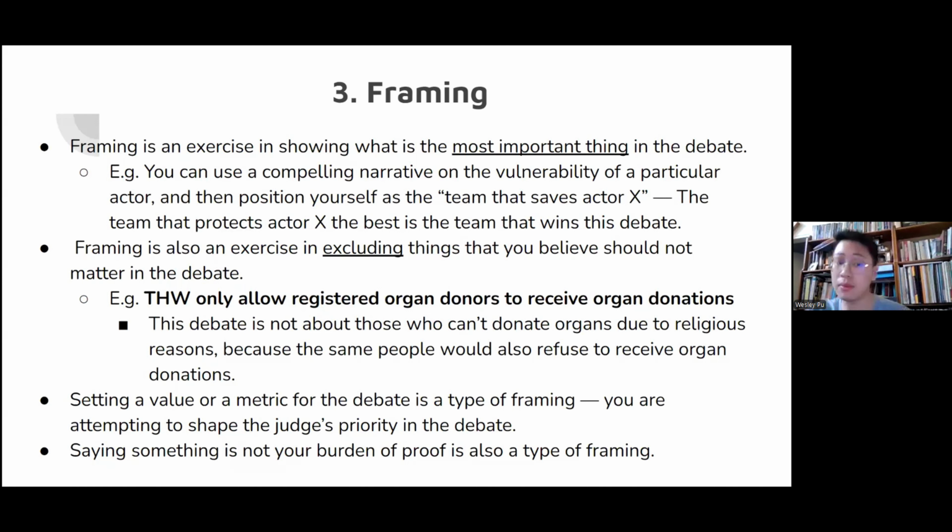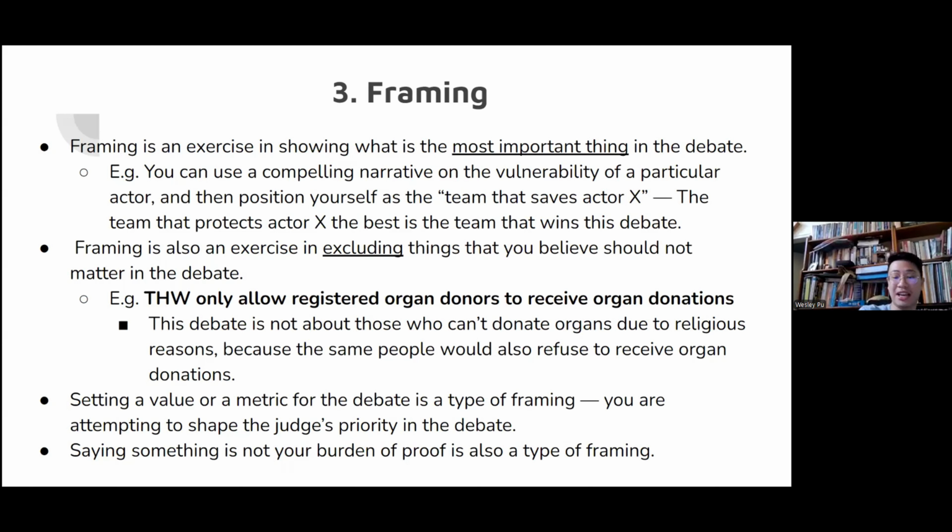So if you're able to tell me why a specific group of people were the most important in the debate, then you were able to say that whoever saves this group of people was the one that won the debate. So you're showing me why saving these people was important and why the fact that you did it was the most important action within the round.